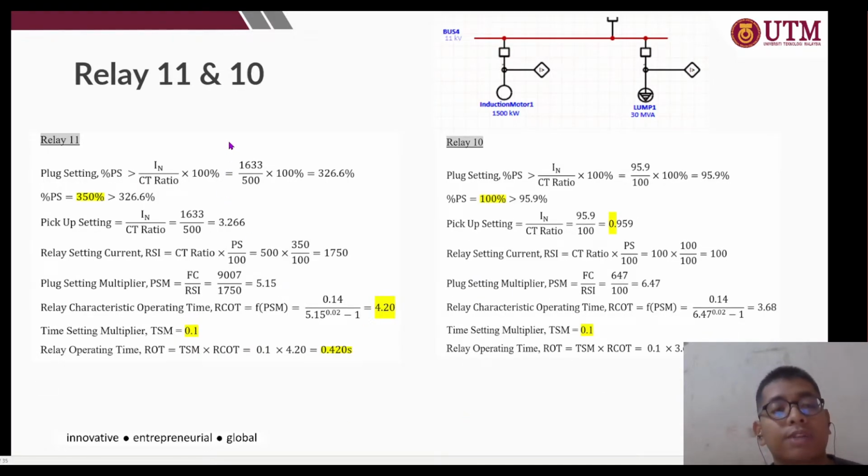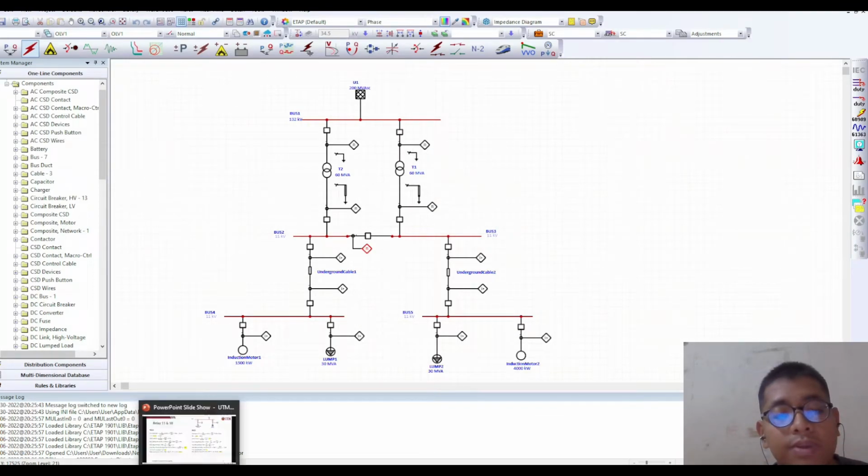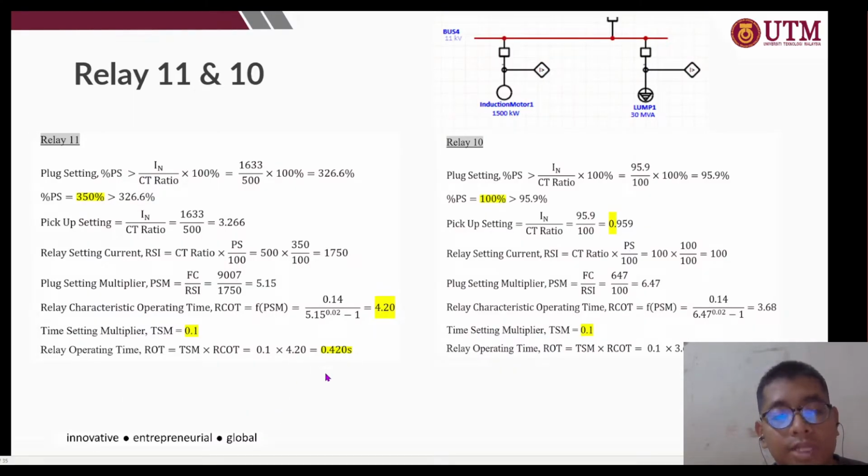Next, we will find the ROT for relay 11 and 10. The relay operating time ROT for relay 11 is 0.420, while for relay 10 the ROT is 0.368 seconds. But this value is negligible. We neglect it because the ROT of relay X at relay 11 is much higher than this value. Okay, that is for the bottom of the system, relay 13, 12, 11, and 10. We already found the ROT.